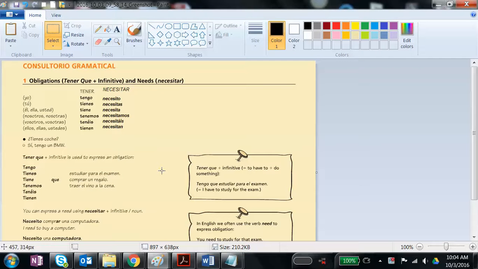Okay, so I'm going to talk to you about the verb tener and the verb necesitar. The verb tener means to have, and I just use it by itself.